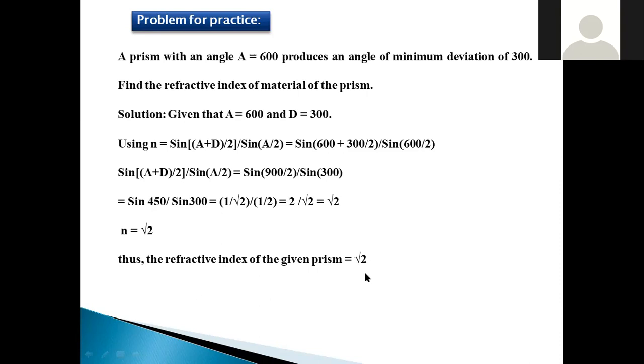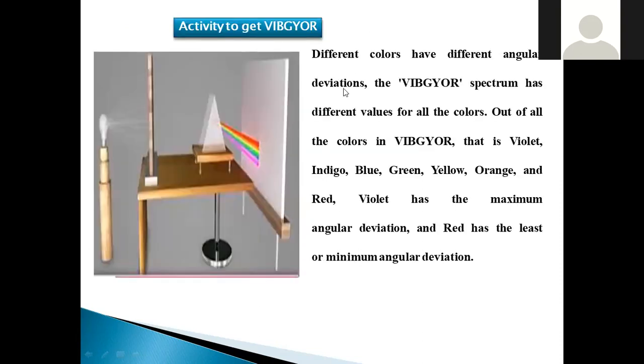Thus, the refractive index value is root 2. What will be the formula for this calculation? n is equal to sin((A plus D)/2) by sin(A/2) will be the formula. The A value is given as 60°, the D value is given as 30°. If you substitute, you will get the refractive index root 2.